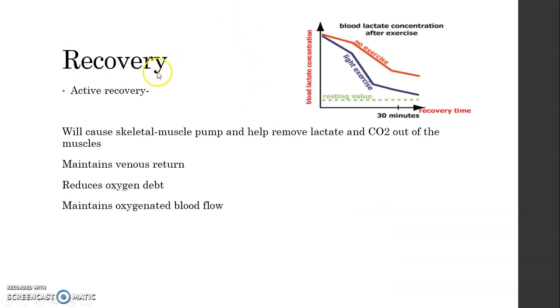Another recovery method is active recovery. This is normally like a light jog or something very low intensity that helps. This will cause the skeletal muscle pump and will help remove lactate and CO2 out of the muscles. This is because when the muscles are contracting whilst moving, they're constantly squeezing the blood up and out of the muscles, and then it will be replenished with new oxygenated blood. This will help maintain venous return, and it will also reduce oxygen debt in the muscles, as when the oxygenated blood flows to the muscles, oxygen will then diffuse into the muscle.